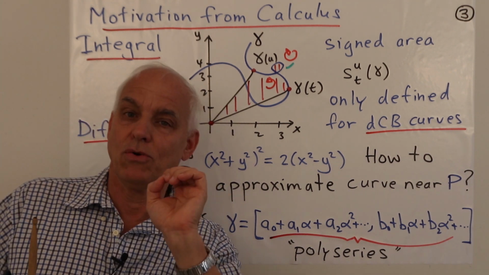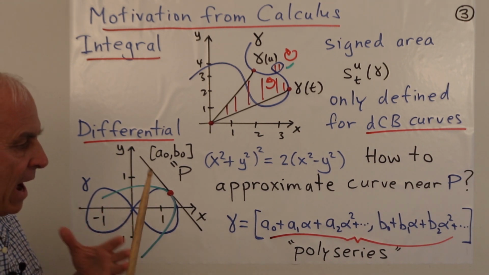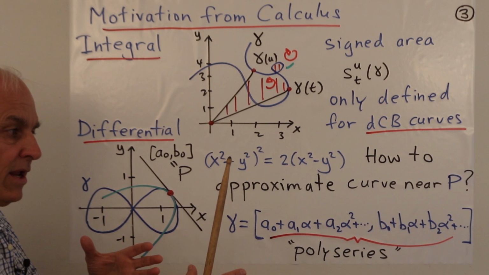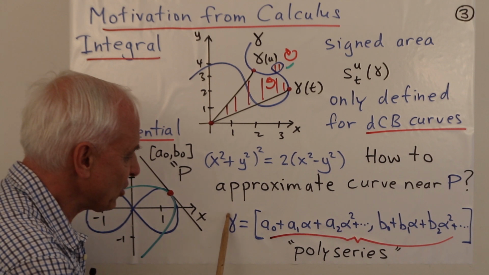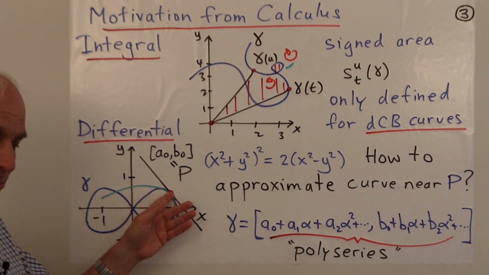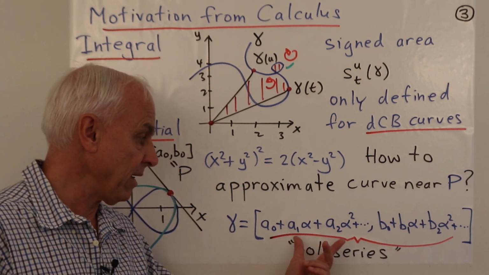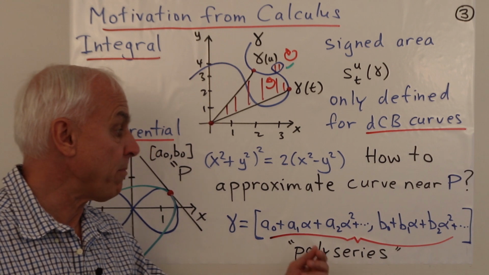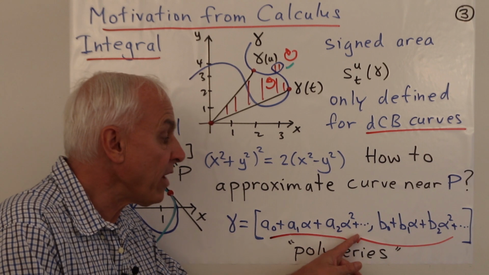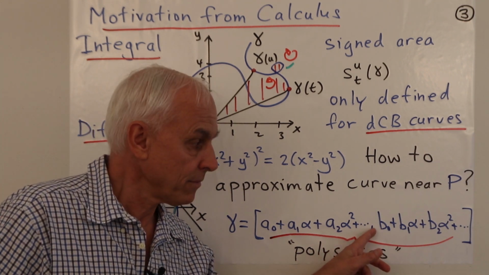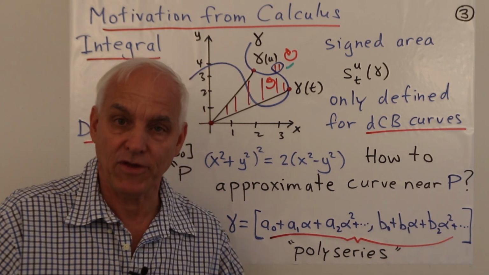But what you can do, it turns out, often at least, is to capture this with not polynumbers, but polyseries. So we can aspire to describing the curve gamma, at least say near the point P, by a series like this, where instead of a polynumber P and another polynumber Q, we have a polyseries. A0 plus A1 alpha plus A2 alpha squared plus more stuff. And here's another one, B0 plus B1 alpha plus B2 alpha squared plus more stuff.